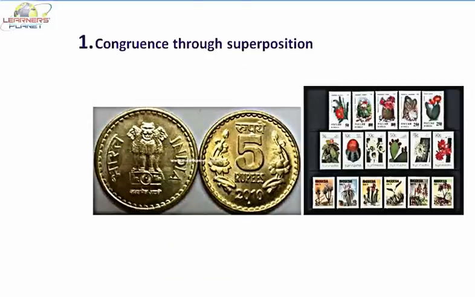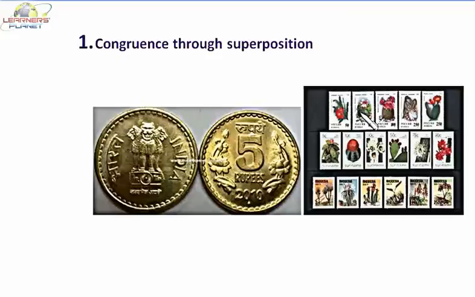Now, first of all, let's understand congruency through superposition. I'm having two coins over here, and if I place this coin on the top of this coin, I can see that the two coins match each other exactly in shape and size. Or suppose I'm having these many stems, I put one of the stems on the top of the other, I can see that the two stems coincide with each other exactly.